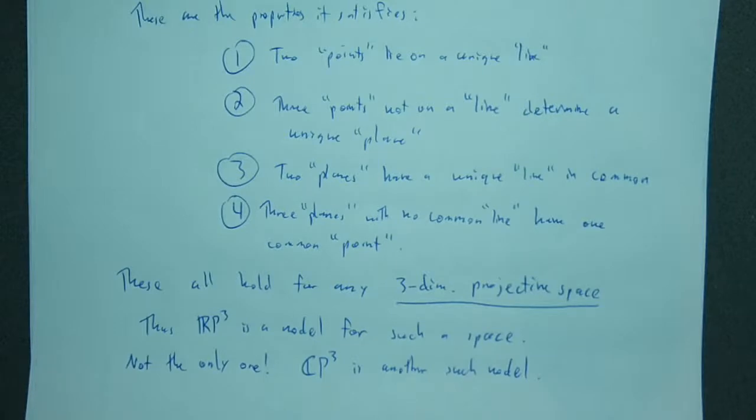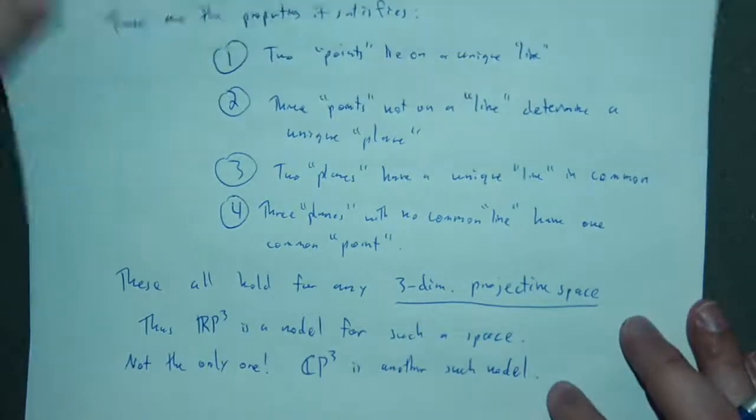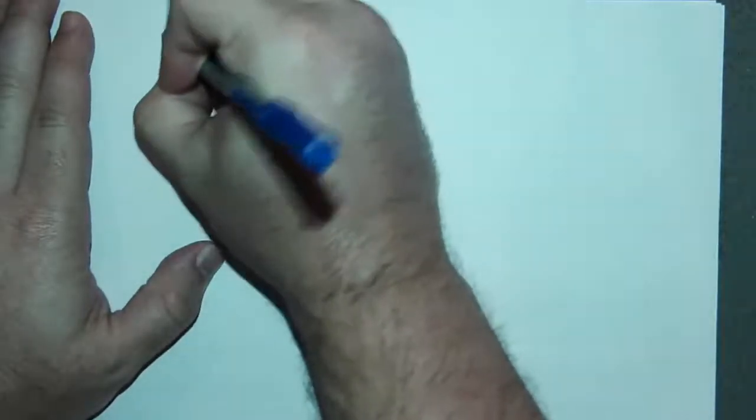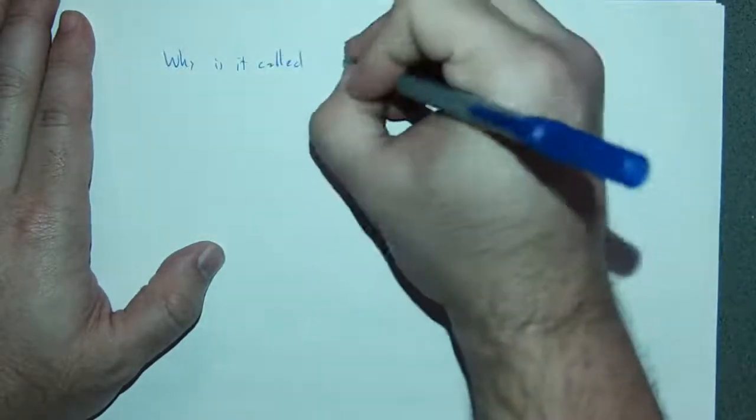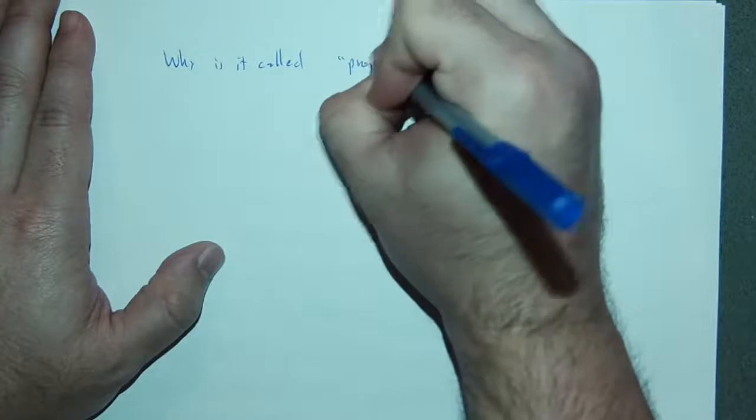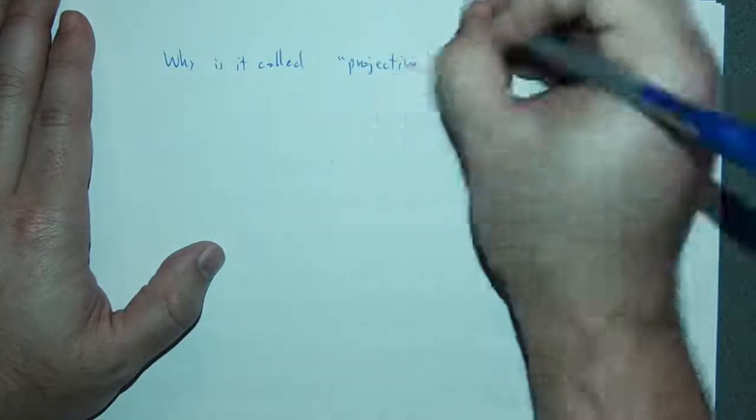All right. So before, maybe it seems like we've gone too far away from our original concern with perspective drawing. That is where this stuff came from. The question is, why is it called projective geometry?